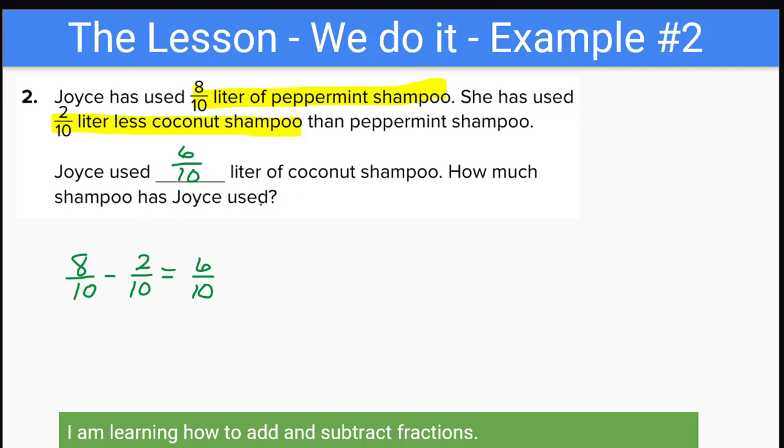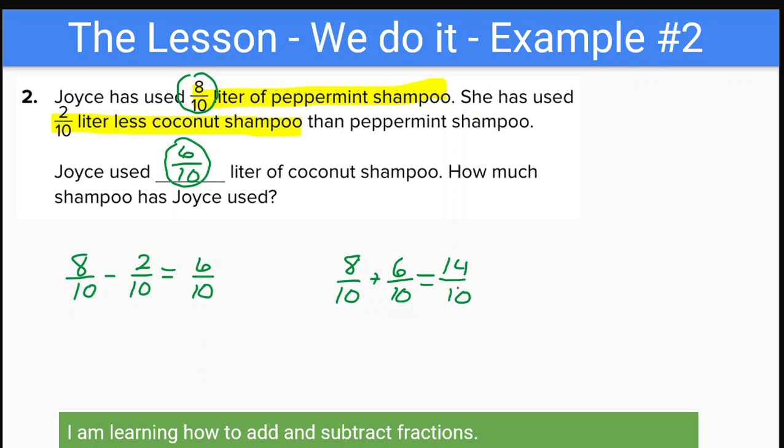How much shampoo has she used altogether? Well, she used 8/10 of peppermint and she used 6/10 of coconut. So now we just have to add those together. 8/10 plus 6/10. We know that the answer is going to be in tenths. 8 plus 6, that's 14.